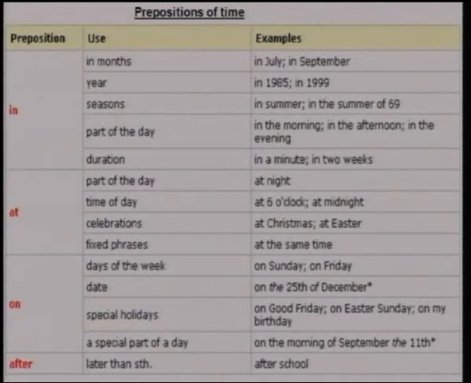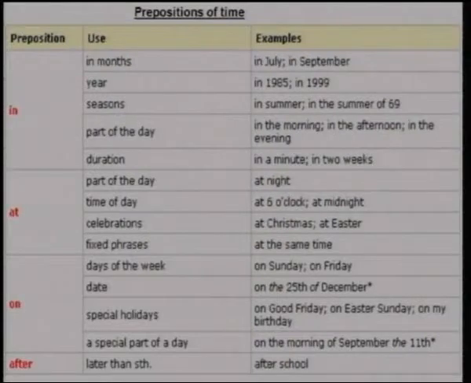If you speak about a very special part of the day, I say on the morning of September. So this is specific, not generic. Okay? On the morning of September. We say in the morning, which morning? In the afternoon, in the evening. This is generic. However, speaking specifically about one special morning becomes on. You see? On the morning of September the 11th.